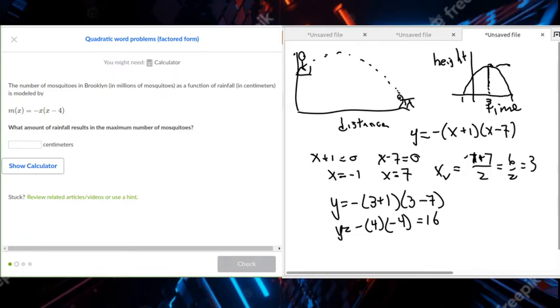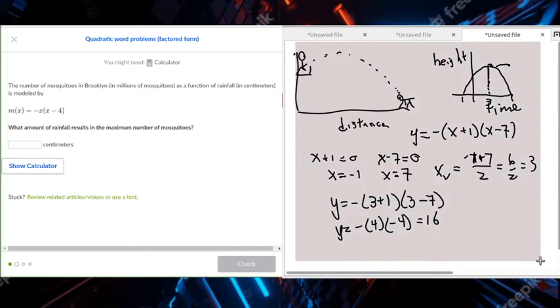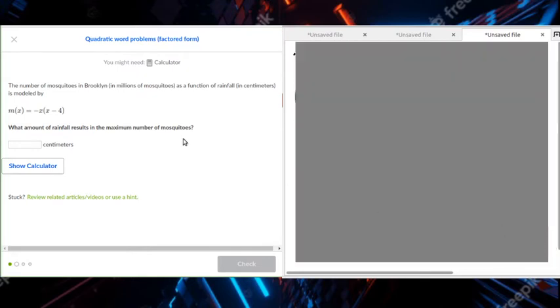Okay. Let me erase here. Okay, let me figure out how to not make that gray.